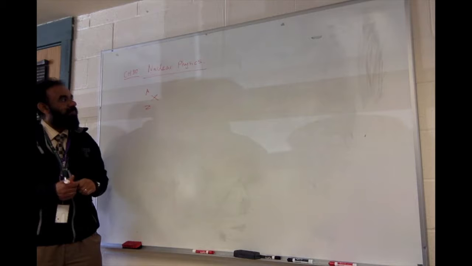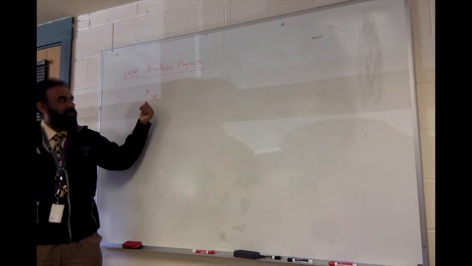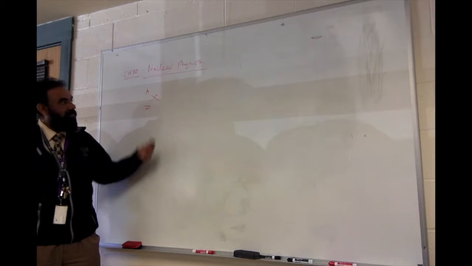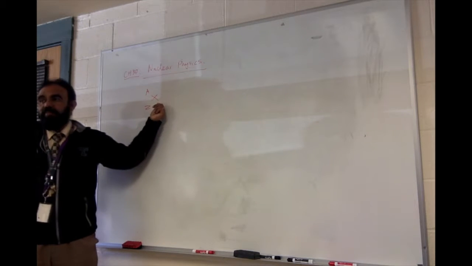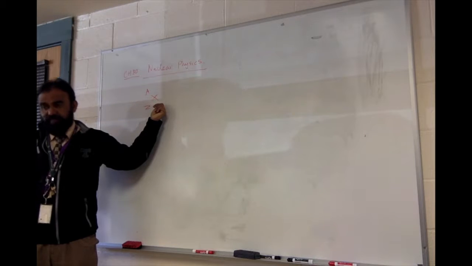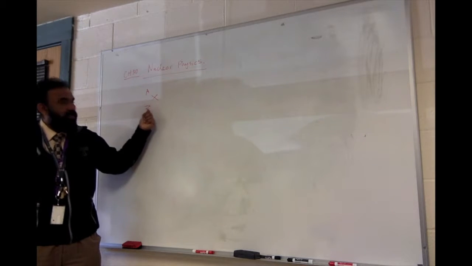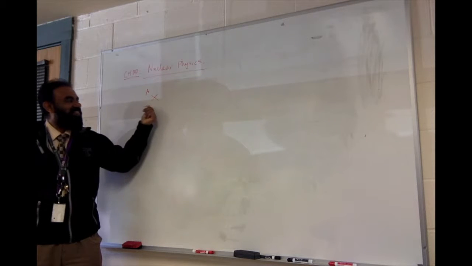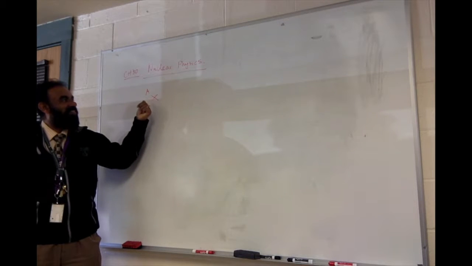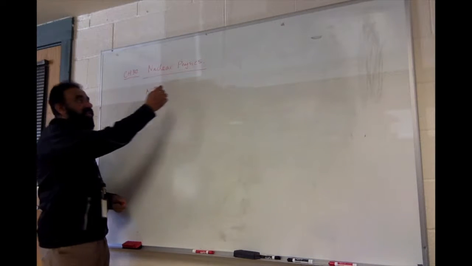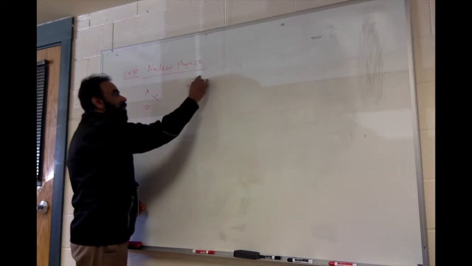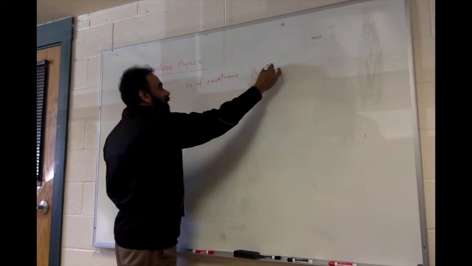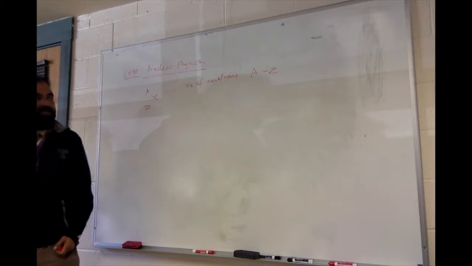And X stands for the element itself, right? So the X is the nucleus, the name of the nucleus. It can be hydrogen, it can be helium, it can be uranium, it can be whatever. All right. How many neutrons are there? Number of neutrons. There's A minus Z. A minus Z number of neutrons.